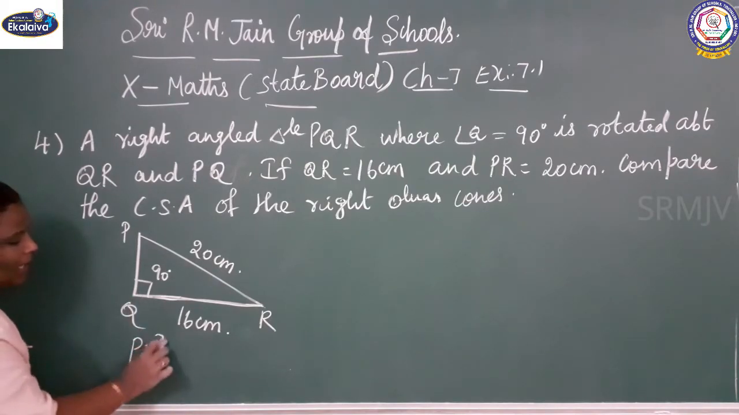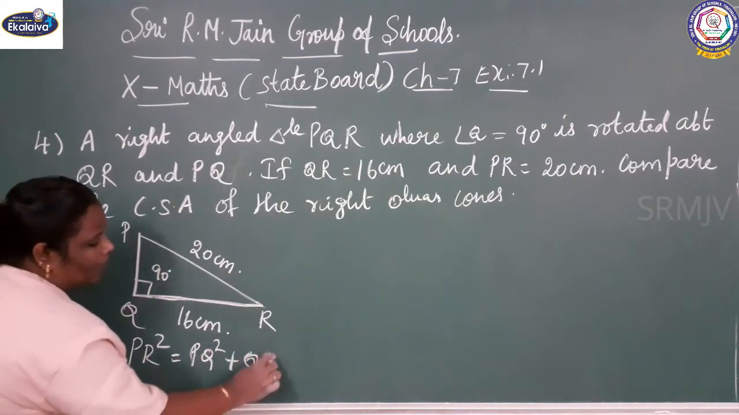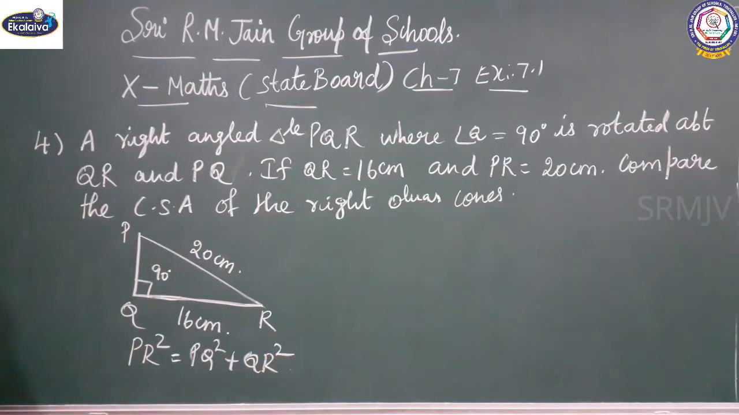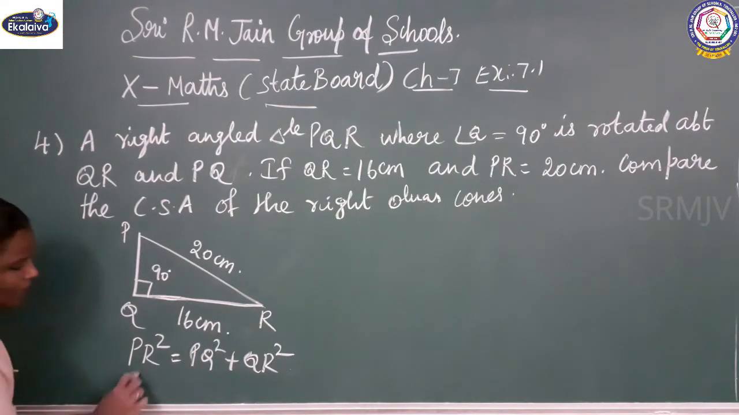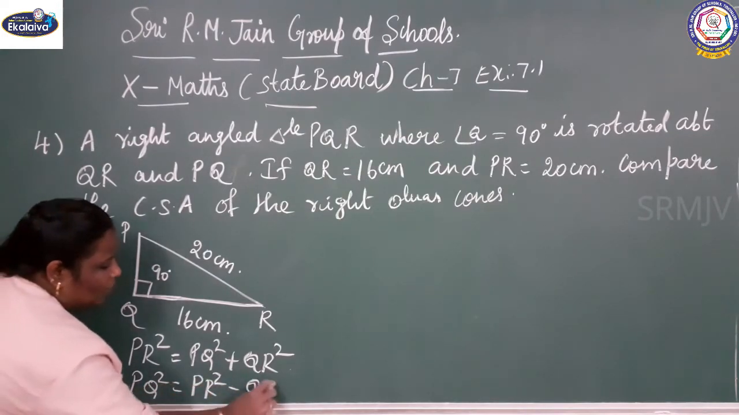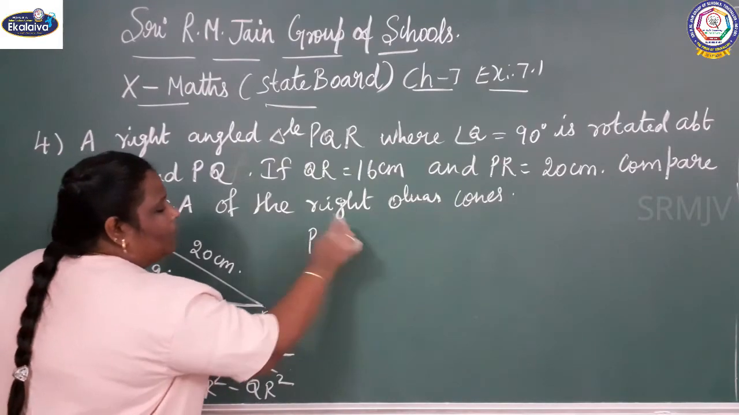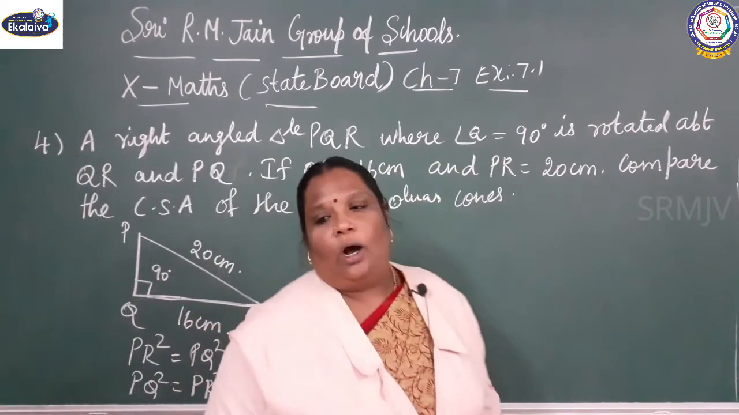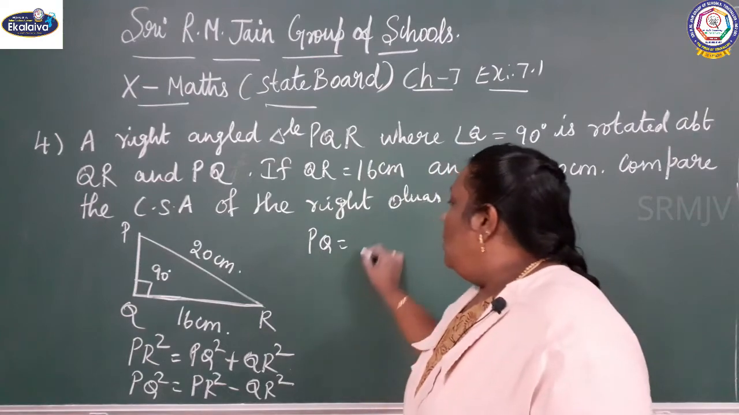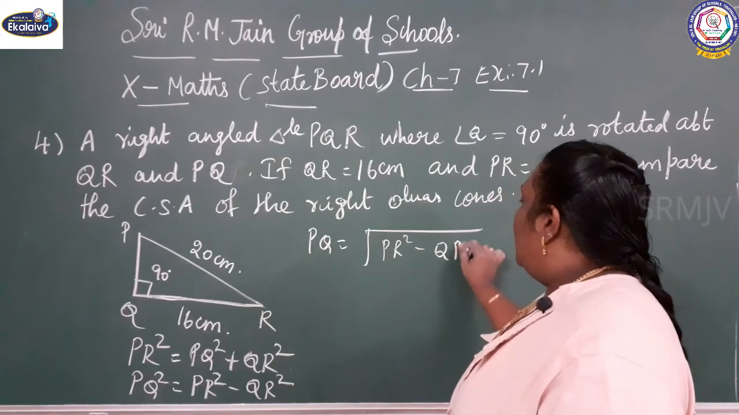PR square equals PQ square plus QR square. You know very well the Pythagoras theorem. It is a right angle triangle, so we can use the Pythagoras theorem. So PQ square equals PR square minus QR square, and PQ equals root of PR square minus QR square.